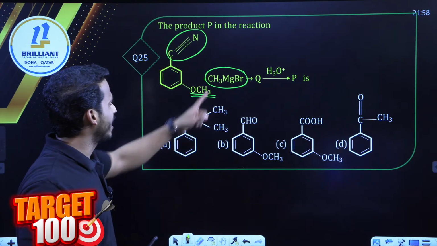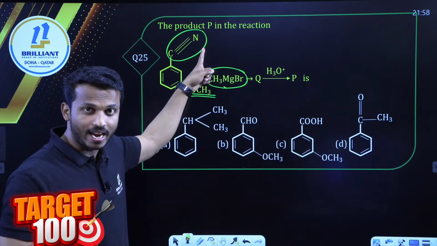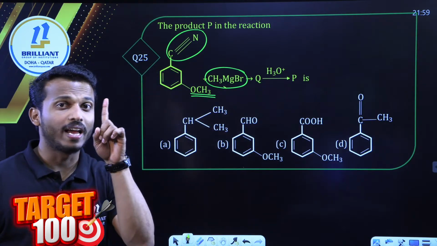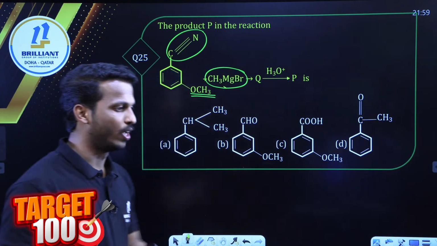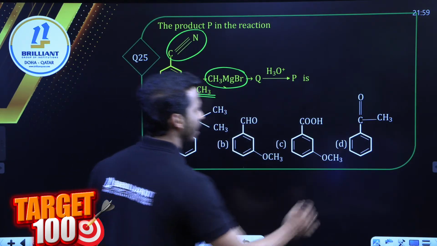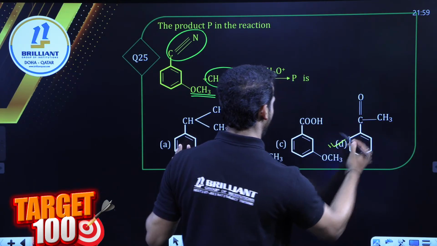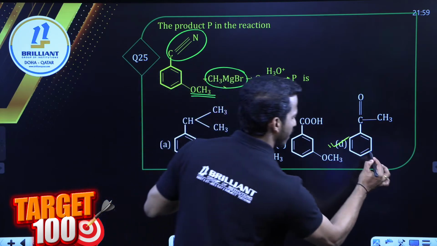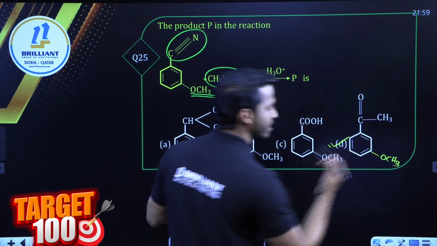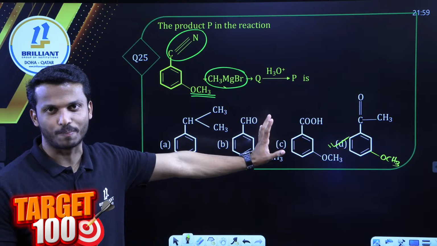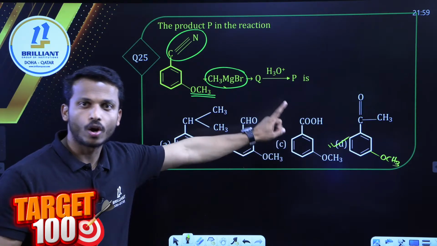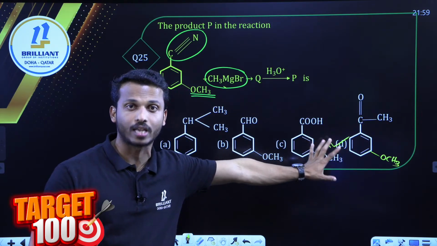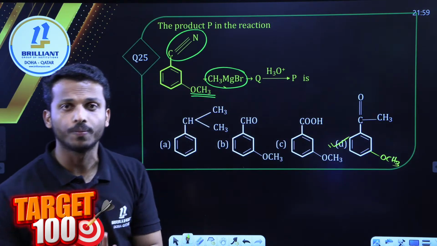Dear all, a Grignard reagent treated with a cyanide, it's a preparation of a ketone. So which is a ketone here? That is option D, right? But there is an OCH3 part missing. Nothing is going to happen on the OCH3 part; that will be there. So dear all, option D is the correct answer. You may be confused because of the absence of the OCH3, but it's actually there.